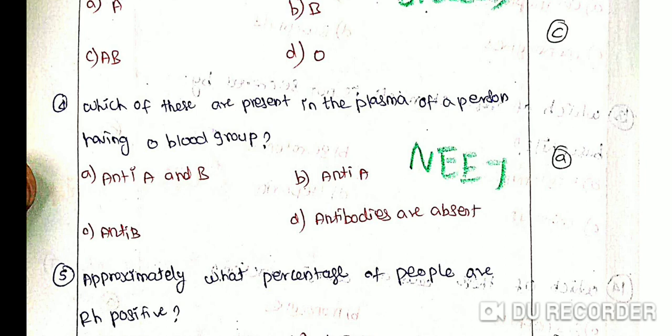Which of these are present in the plasma of a person having O blood group? Option A, anti-A and anti-B. Option B, anti-A. Option C, anti-B. Option D, antibodies are absent. The correct answer is option A, anti-A and anti-B. For people having O blood group, their red blood cells do not have any surface antigen. However, anti-A and anti-B antibodies are present in the plasma of people having this blood group.